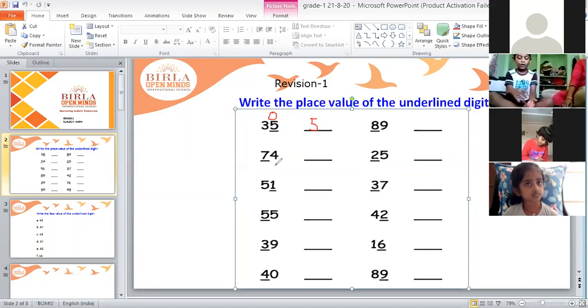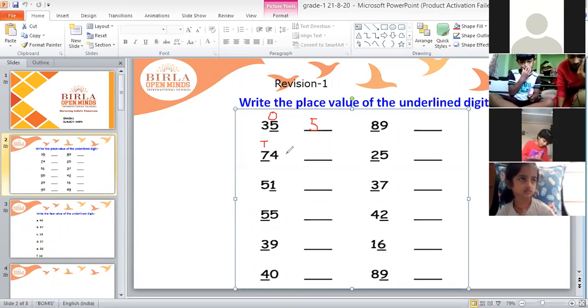Now your next number is 74, children. Here the underlined digit is 7. Now you have to look at the place of 7 in number 74. If you look at its position carefully, 7 is in the tens place. And in tens, how many zeros are there? In tens, there is only 1 zero.